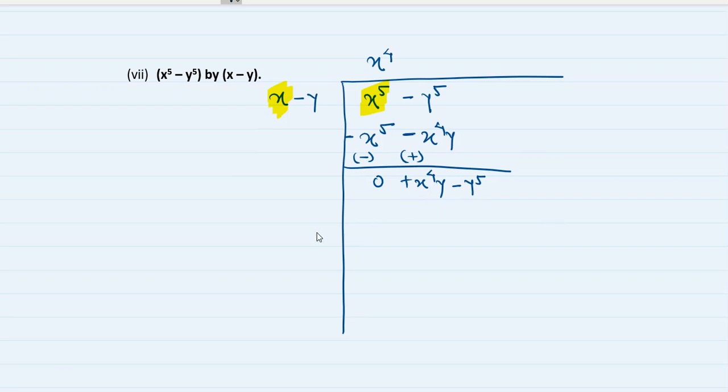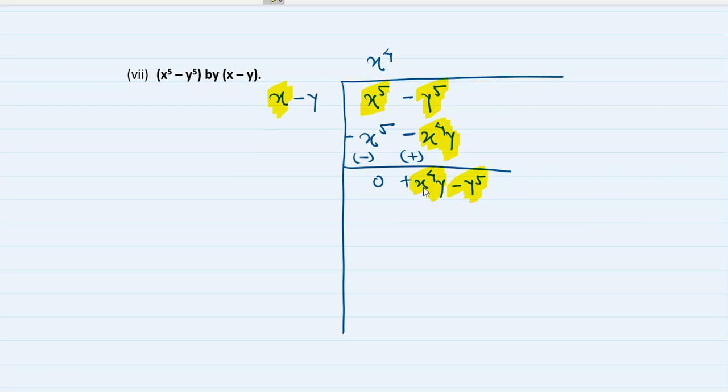Okay. Now what? Now you are going to treat this term. See what happened over here. Again, I want to show you. This was plus x raised to 4y and this was minus y raised to 5. Since they were unlike terms, they cannot be added or subtracted. So I wrote both of them side by side.